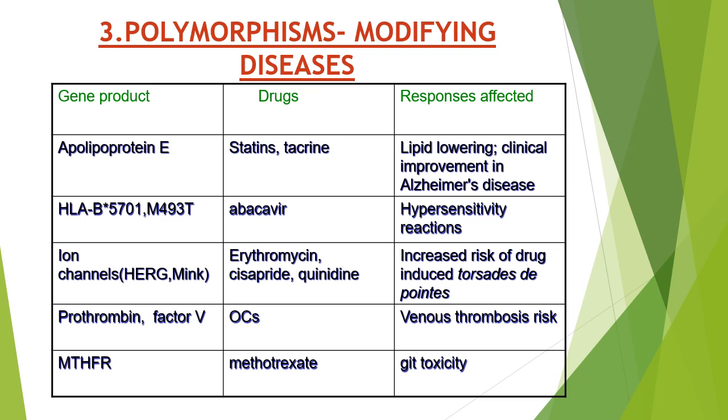Oral contraceptive pills will interact with prothrombin factor 5 and will cause venous thrombosis.